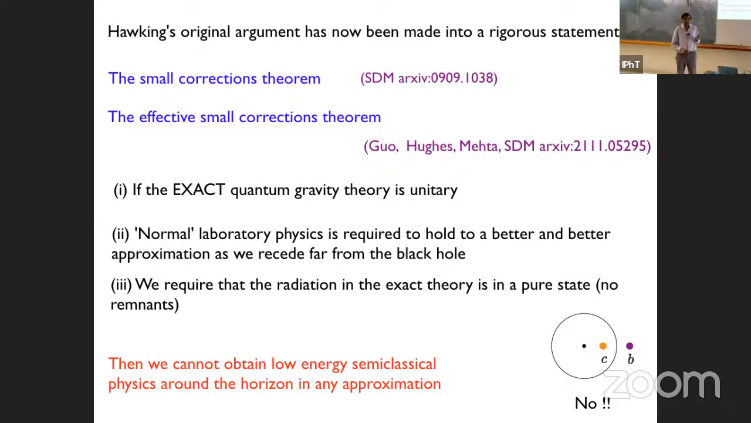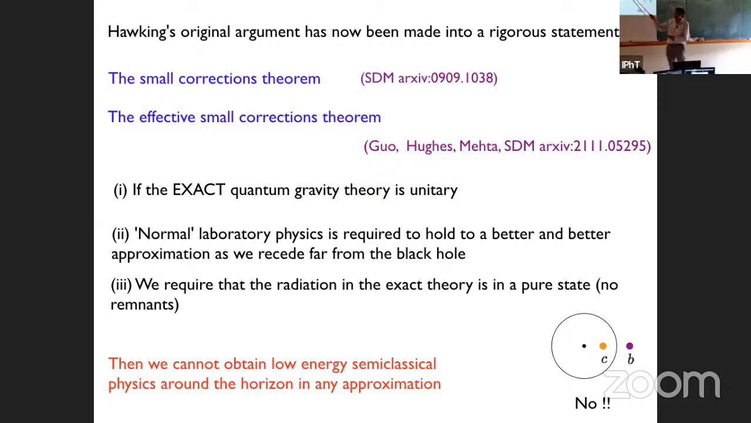Samir, could you remind us of the ingredients that went into this statement? Remind you of what? The ingredients that went into the theorem. It's what you said in the previous slides, but could you give a summary of what the essential physical input is that makes it such that there is no semi-classical description? So the input is, I put all the inputs here. There's not a single extra one required. We just have to see what this means.